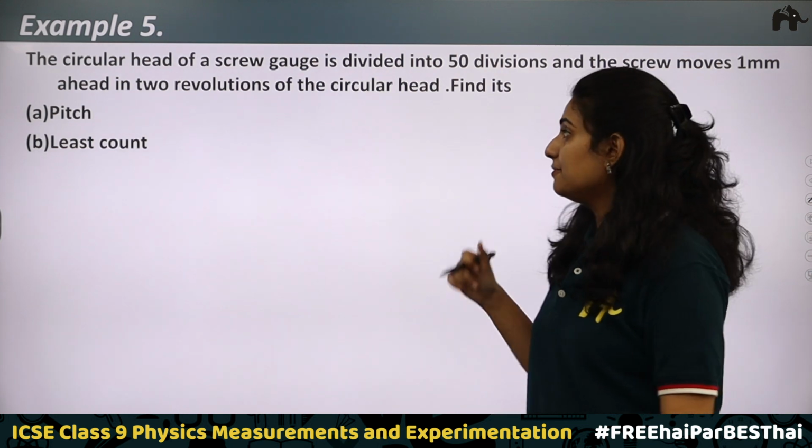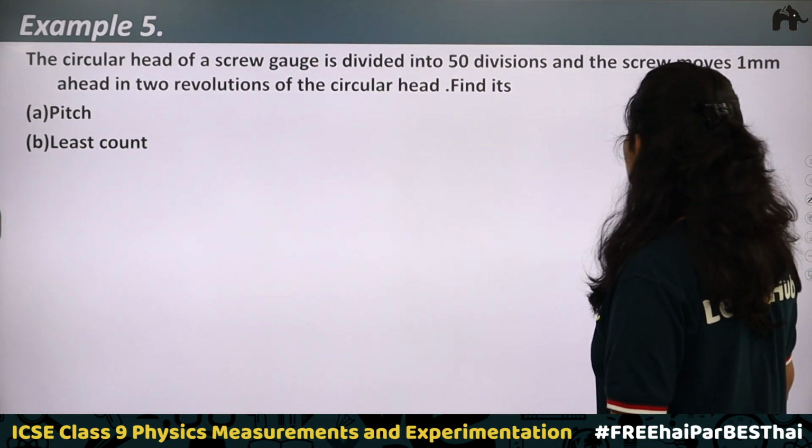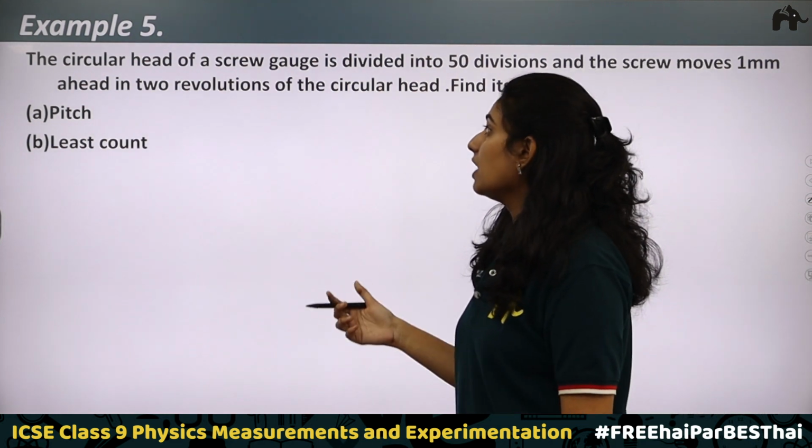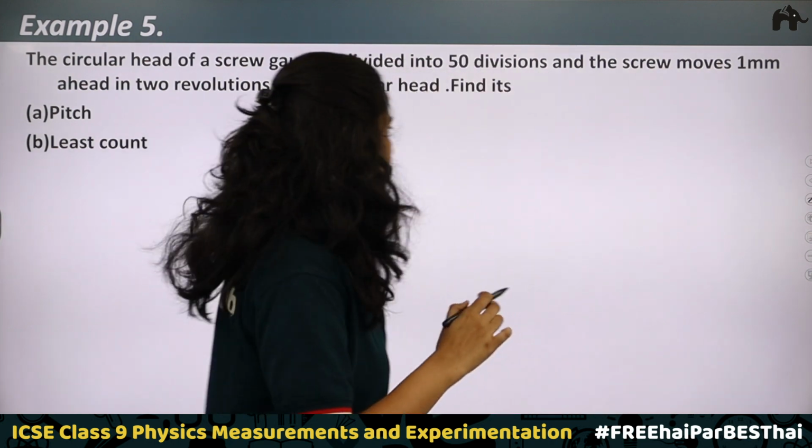Clear? Example 5. The circular head of a screw gauge is divided into 50 divisions and the screw moves 1 millimeter in 2 revolutions of the circular head. Find its pitch and least count. Here, what is given?